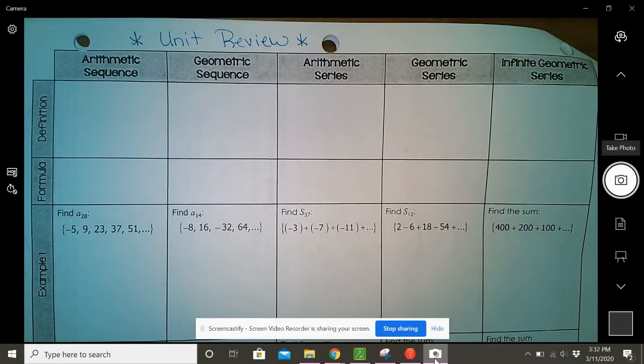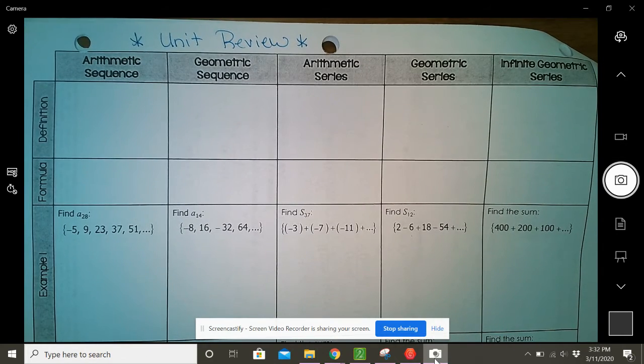Alright, everybody. I know that with sequences and series, there are so many formulas rolling around. So I wanted to put together a review, putting them all side by side here. So I thought we would do a couple examples of each kind so you can see a comparison of each, okay? So let's get a little bit of information down.